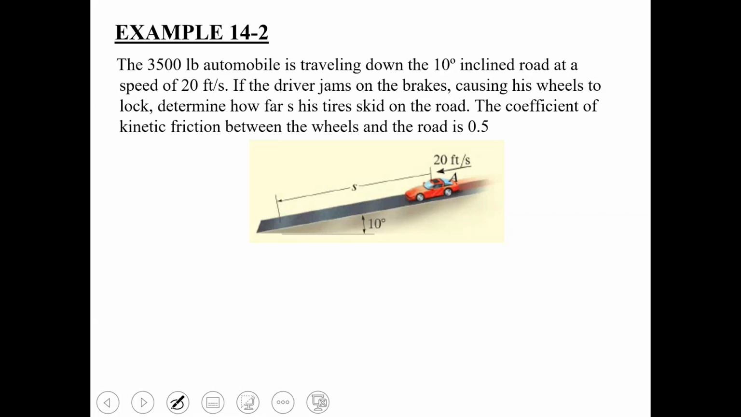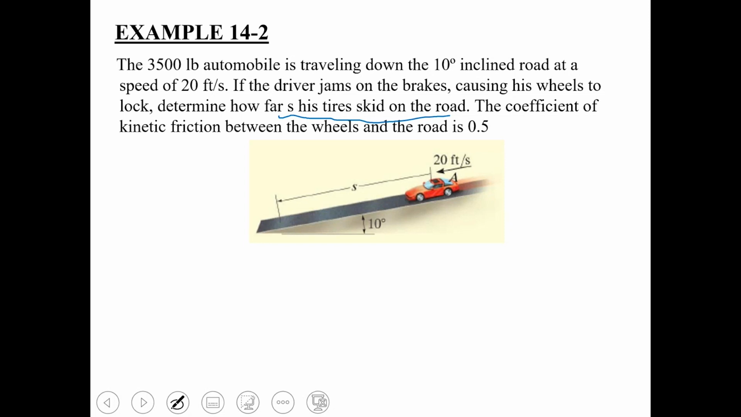If the driver jams on the brake, so suddenly the driver pushes the brake pedal, causing his wheels to lock down, that the wheels of the car will lock, and the car is going to skid on this road, because of the friction between the tires and the road, the speed of this car is going to decrease until it stops. So you need to find out how far his tires skid on the road before stopping. The coefficient of friction between the wheels and the road is given to you as 0.5.